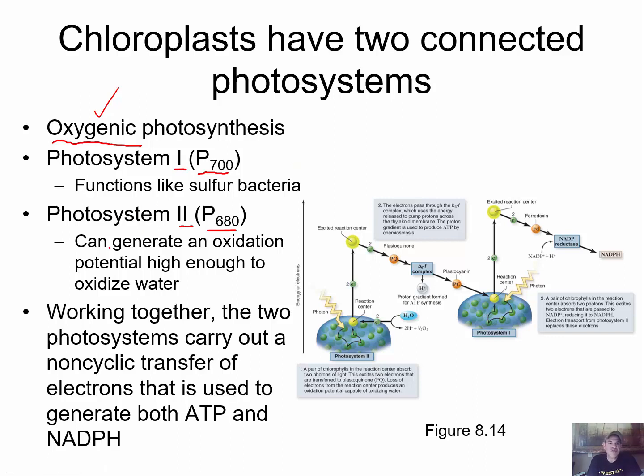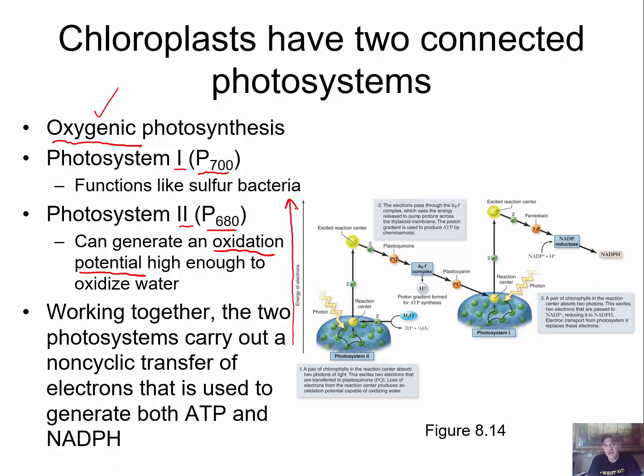And then photosystem 2 here is going to be the one that can generate enough oxidation potential to basically oxidize water. So in the diagram over here on the right, it's called a Z diagram. Electrons don't really move in this Z pattern. It's just intended right here to scale the level of energy in the electron.